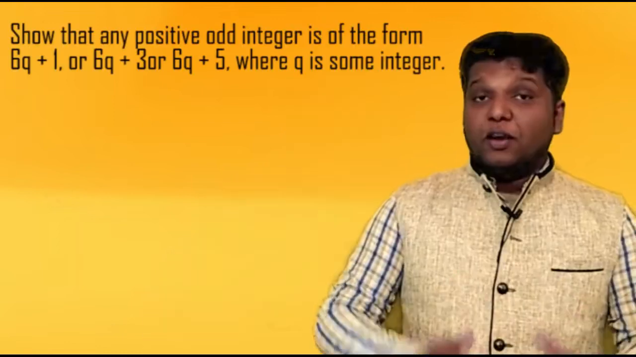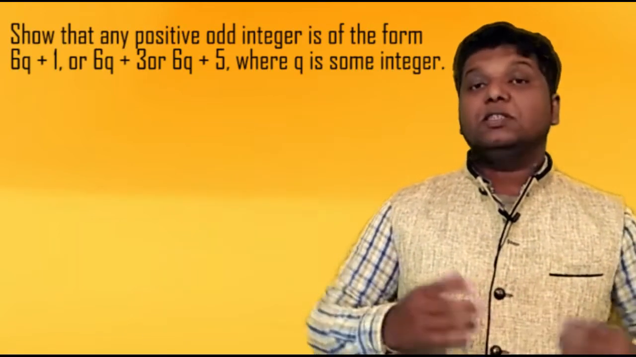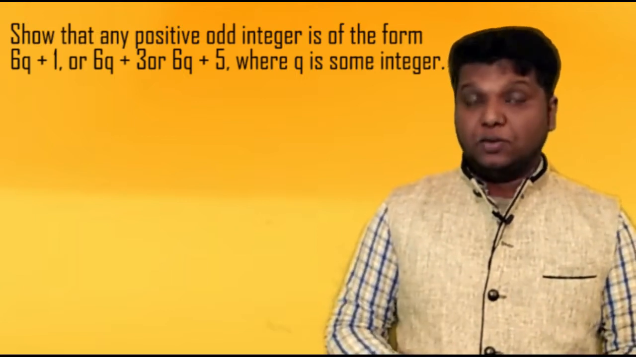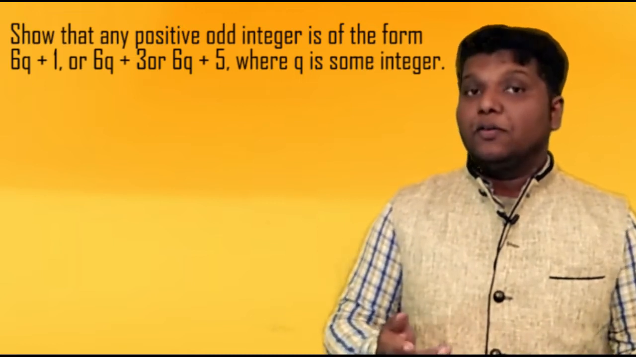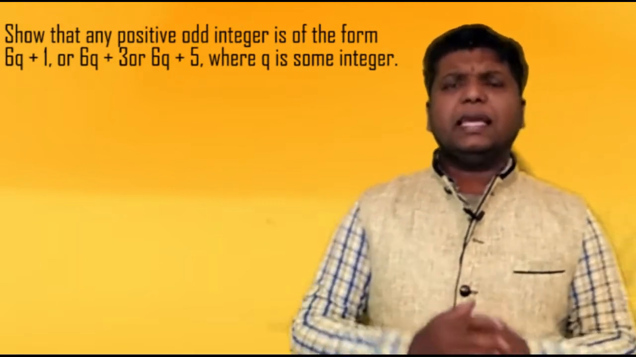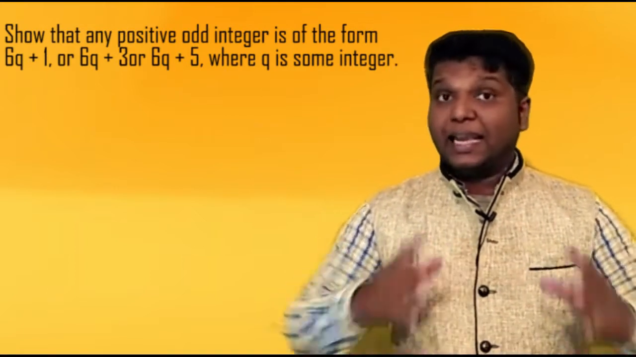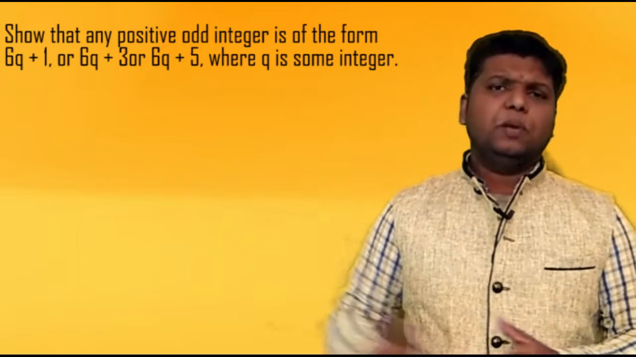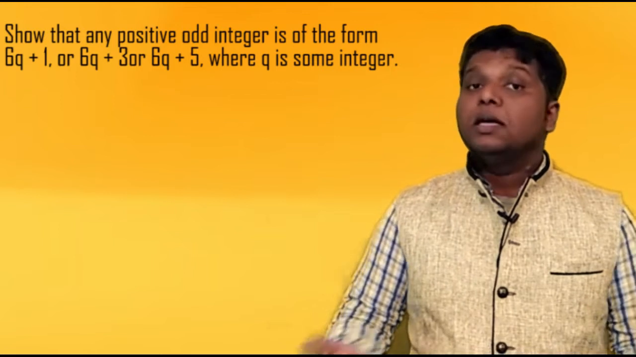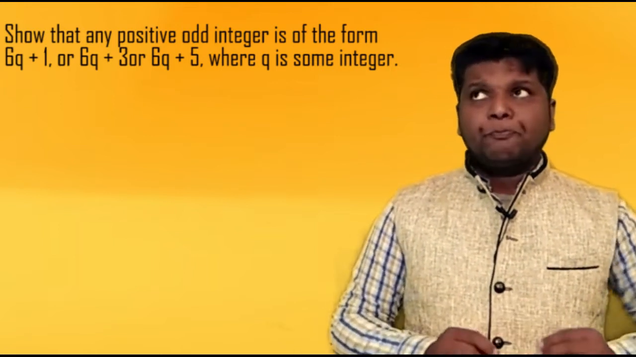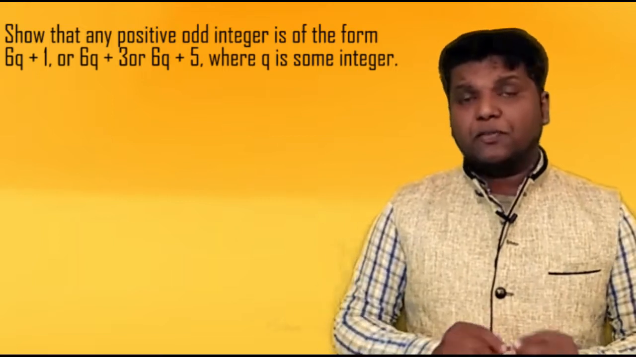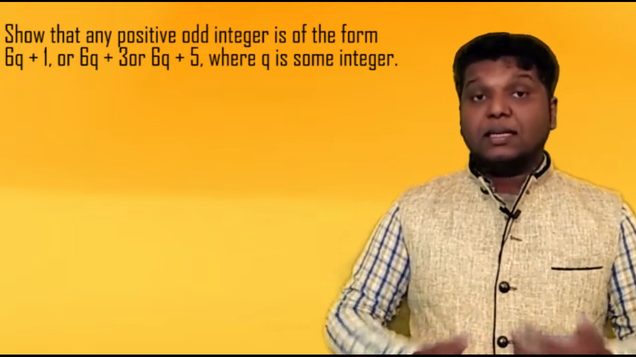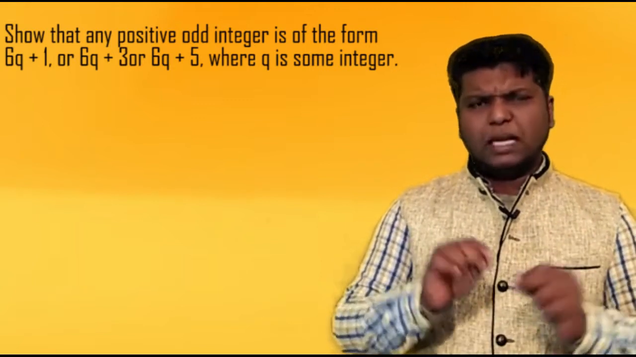What's the next question? We have to show that any positive odd integer is of the form 6q plus 1 or 6q plus 3 or 6q plus 5 for some integer q. That means if you take an integer q, you are going to prove that any positive odd integer should be of the form 6q plus 1, 6q plus 3, or 6q plus 5. See, this is a very important question, because plenty of times the same category of question was repeated in board examinations. So that much it is important.